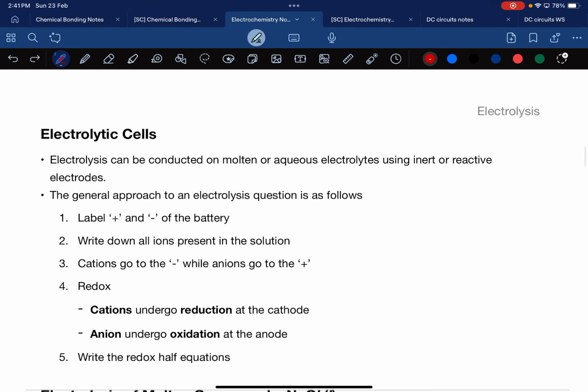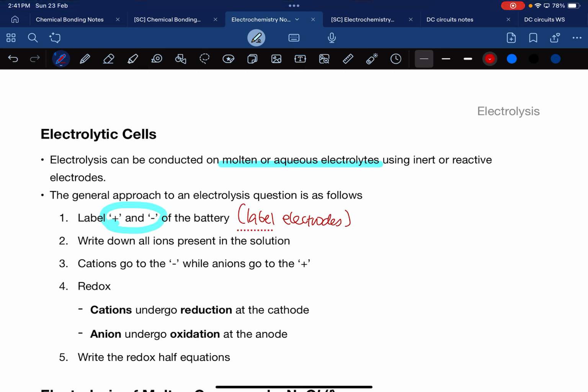So, for a simple electrolytic cell, I say again, molten or aqueous electrolyte. We will first label your battery plus and minus. One side plus, one side minus. Then you can also take this opportunity to label the electrodes.